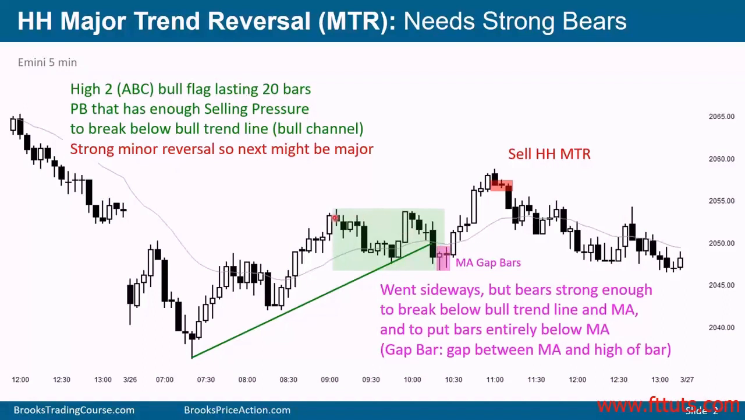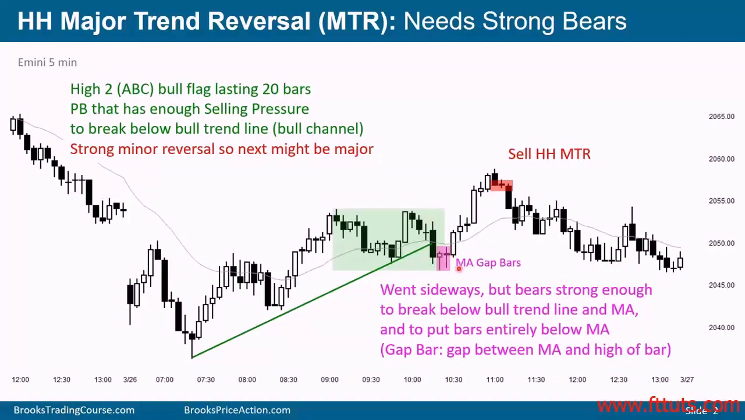In addition, not only did the bears stop the bulls for 20 bars, they were strong enough to put a couple of bars completely below the moving average. There's a gap between the high of this bar and the moving average, a gap between the high of this bar and the moving average. If the market's in a bull trend and now the bears are getting strong enough to put bars completely below the moving average, then the bears are reasonably strong.